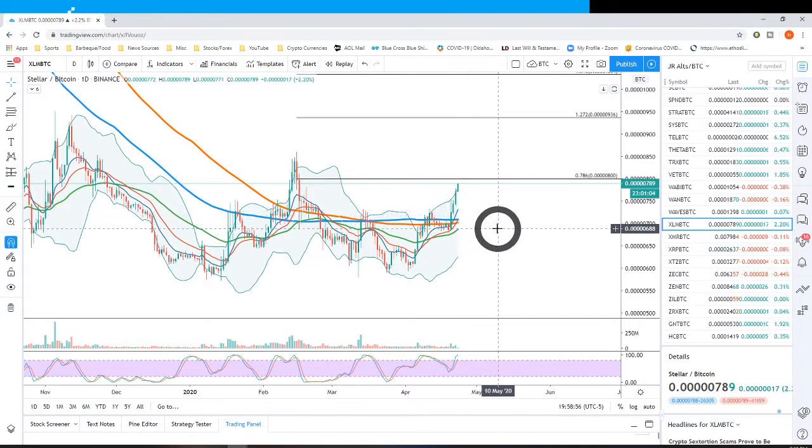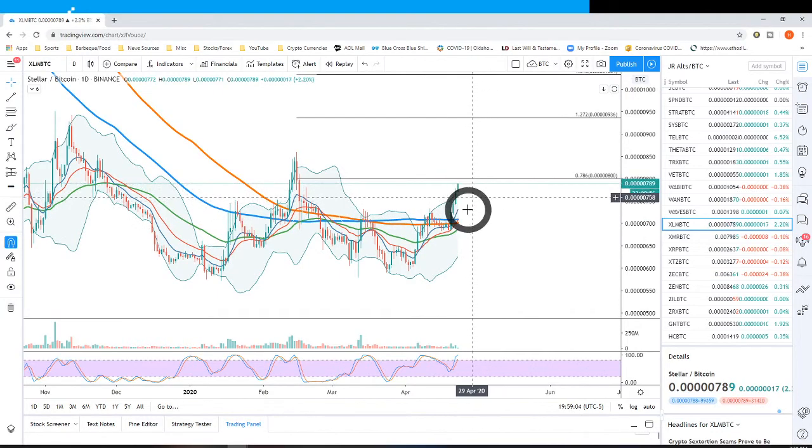Let me get back to XLM real quick. Anyway, so that's kind of what I went over, Sebastian. I think there's resistance right here, and then support right down in here. So I'm looking for a little bit of a pullback.